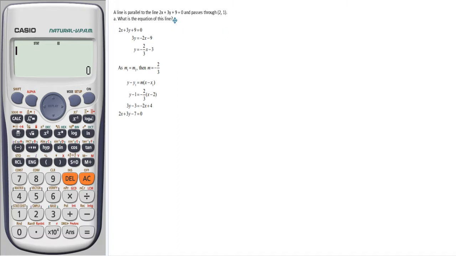Now what you need to do is take these coordinates and use the point-slope form and plug them in. So you say y minus y1 equals m open bracket x minus x1 close bracket. You substitute your values. You know that x is equal to 2, you plug your x value here. You know that y is equal to 1, you plug your y value here. You know that the gradient is equal to minus 2/3, you plug your value here. Then you simplify and you get the equation 2x + 3y - 7 = 0.